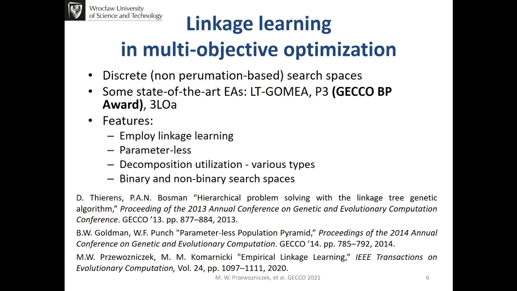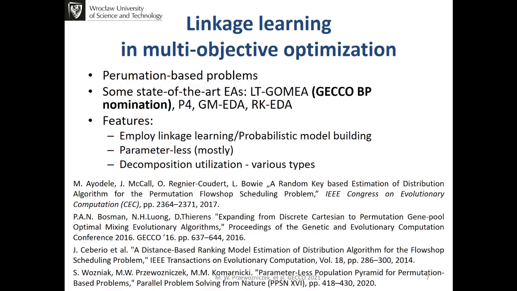Now, in discrete search spaces, the state-of-the-art EAs, for instance, are LT-GOMEA, P3, or DSMGA-II. The feature of all these optimizers is that they employ linkage learning, so problem decomposition techniques. They are all parameterless, and they decompose and use the decomposition information in various ways, and they are applicable to binary and non-binary search spaces.